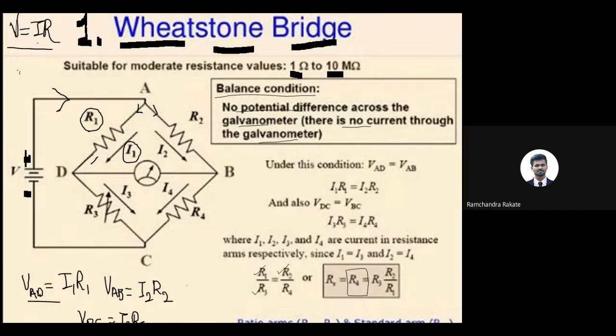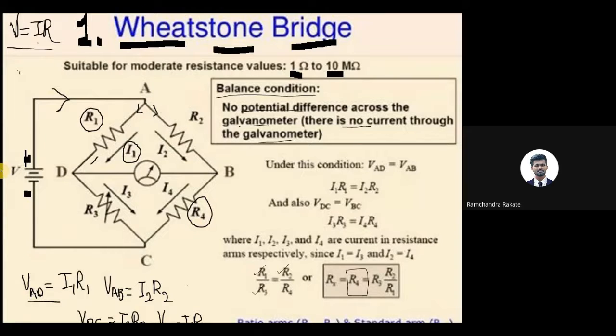VBC. Yes, VBC. I4 and R4. Okay. So among these, which one is unknown? R4 is unknown. That value we need to find out. Correct?